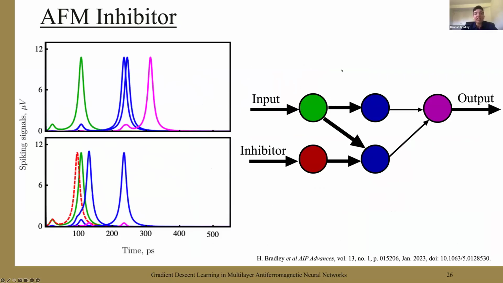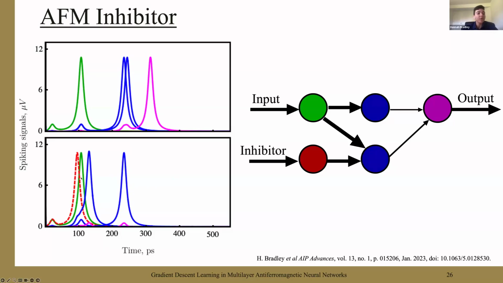This inhibitor circuit allows us to inhibit the output of an AFM neuron. In the first case, we see a single input causes these 2 blue neurons to fire at relatively the same time, causing a strong enough kick the output neuron needs to fire. But in the second case, the red inhibitory spike shortens the delay of one of the blue neurons. Now, the output neuron does not receive the 2 signals at the same time and is suppressed.